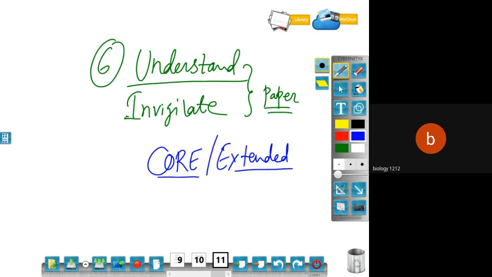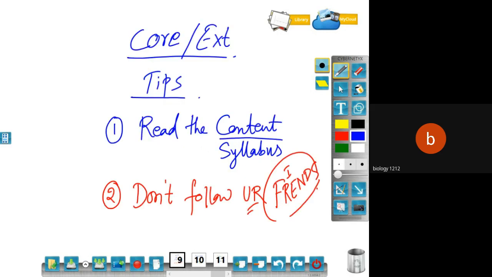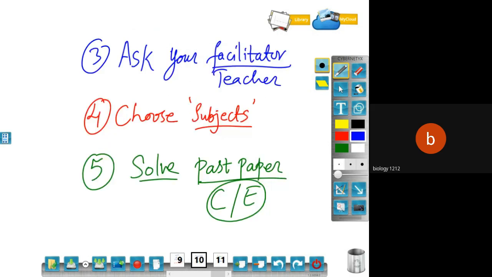Total 6 points that we had, and we just go through the points here once again. Core and extended tips. Read the content and the syllabus very carefully for the core and extended. Don't follow your friends. Very important point. Ask your facilitators and teachers whether you stand for the core or extended. Choose the subjects which are very important for your future.